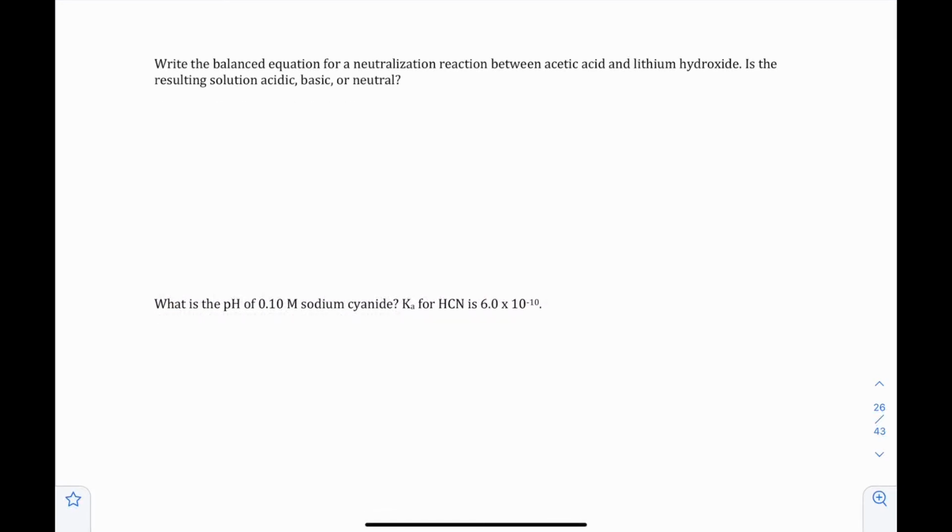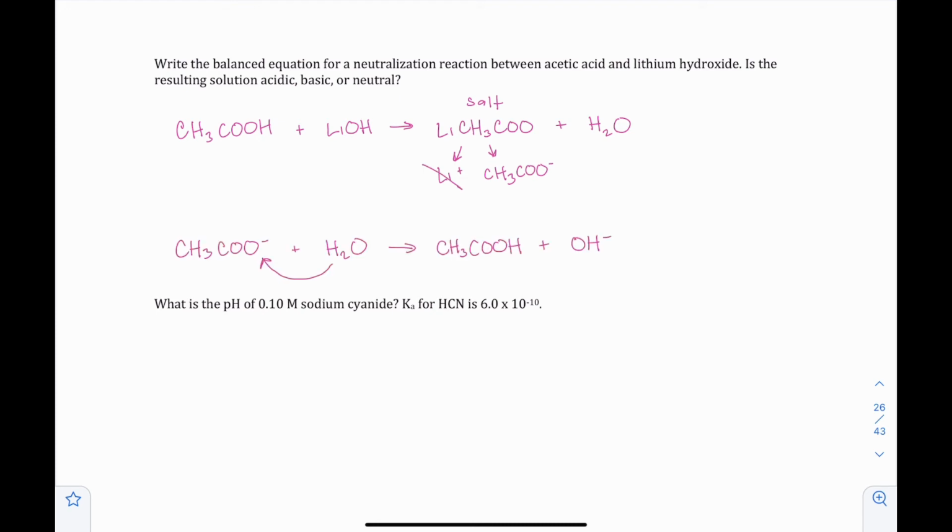The second example says to write out the equation for a reaction between acetic acid and lithium hydroxide. The products of the reaction are lithium acetate, which is a salt, and water. To determine whether the reaction is acidic, basic, or neutral, we'll need to dissociate the ions in the salt, cross out the spectator ion, and write an equation for the remaining ion reacting with water. Since the products of this reaction include OH-, that means the solution will be basic.